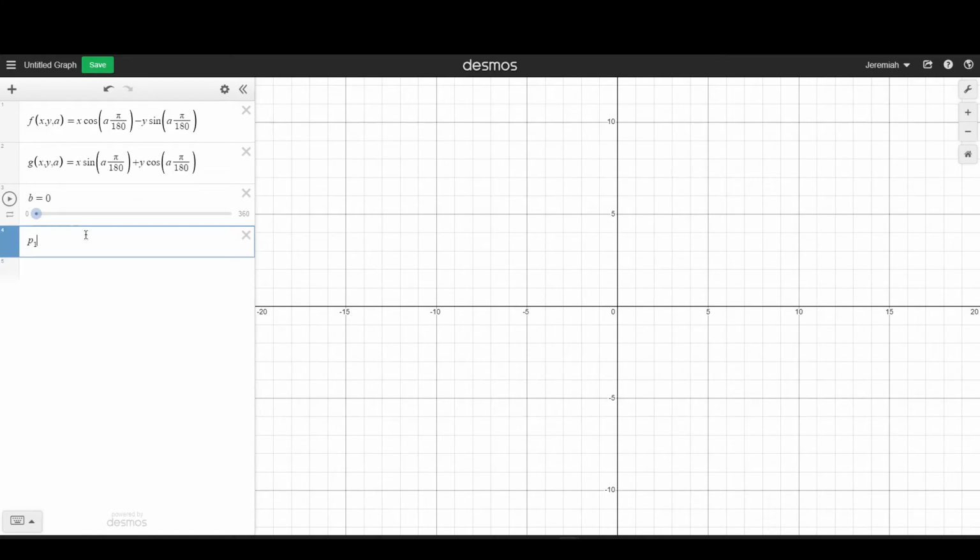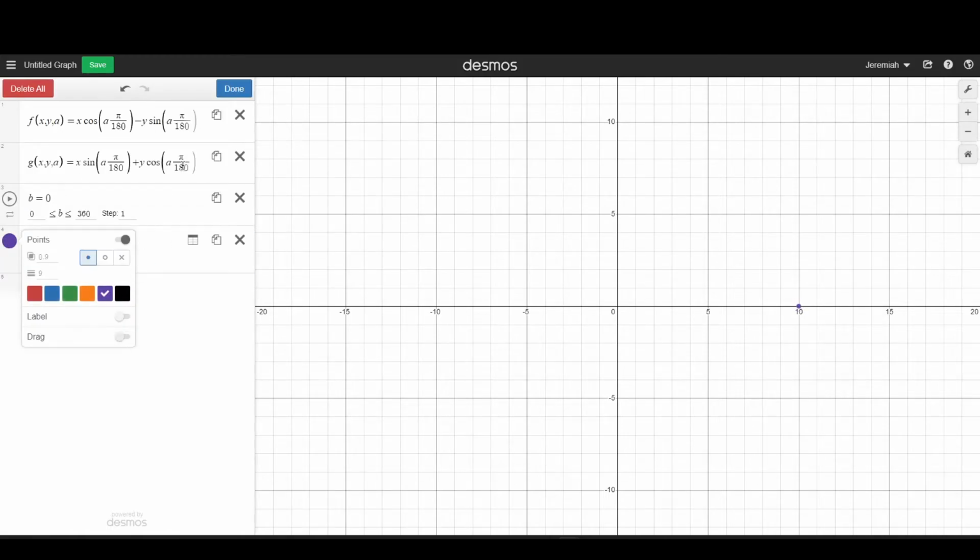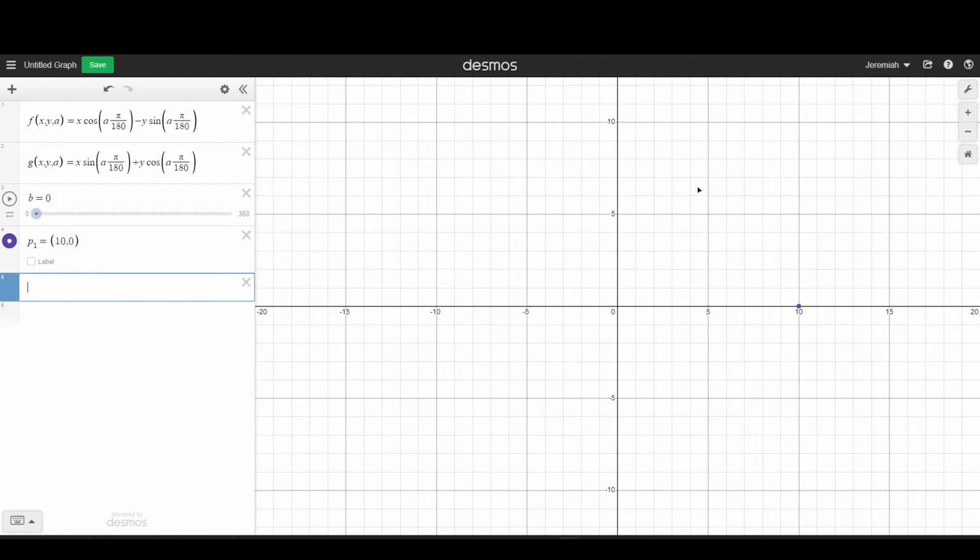Okay. For point 1, we're going to do just 10 units to the right. Make it simple. And I'm going to make all of these not draggable to make it easier to show you without anything accidentally getting messed up. Now, we're going to do point 2, and this is the point we're rotating based off point 1. We're going to do f of, and then for each function we have to do the x and y of point 1, and then b, which is the degrees, and then the second function for the y-coordinate.